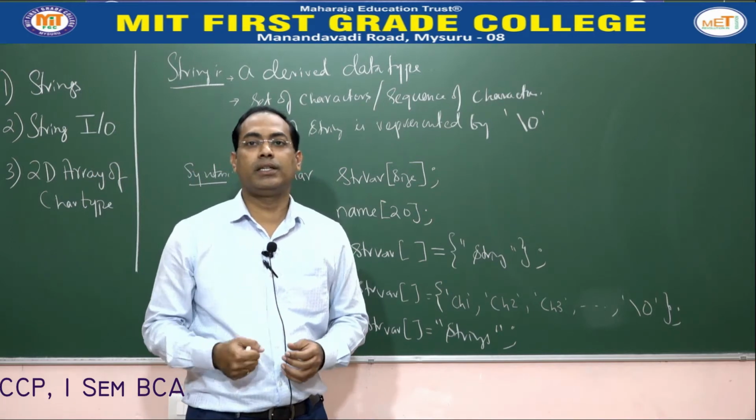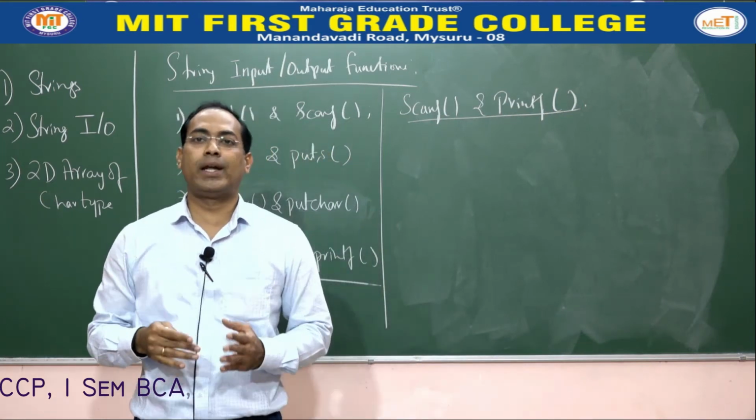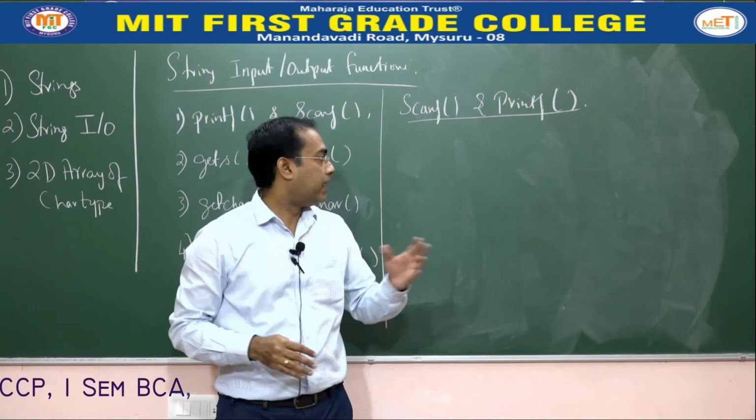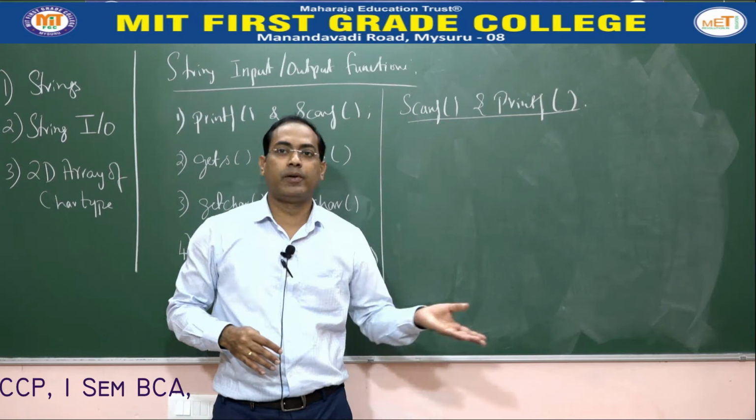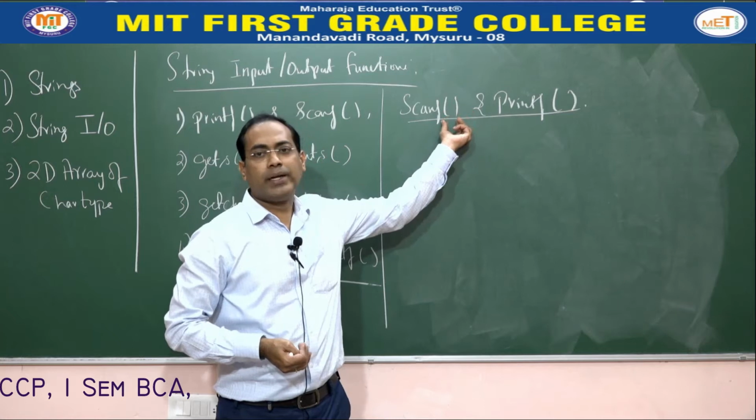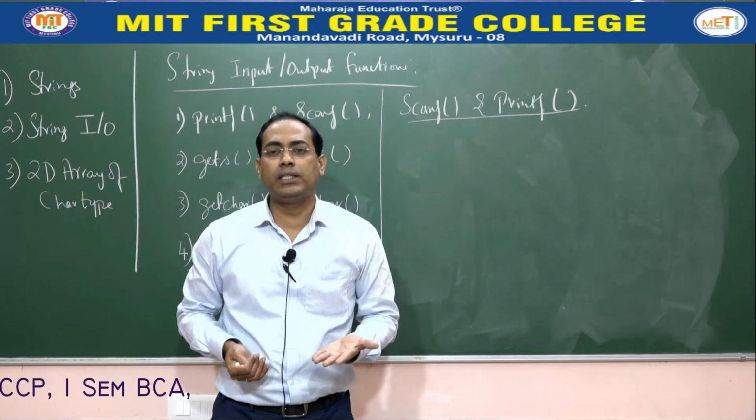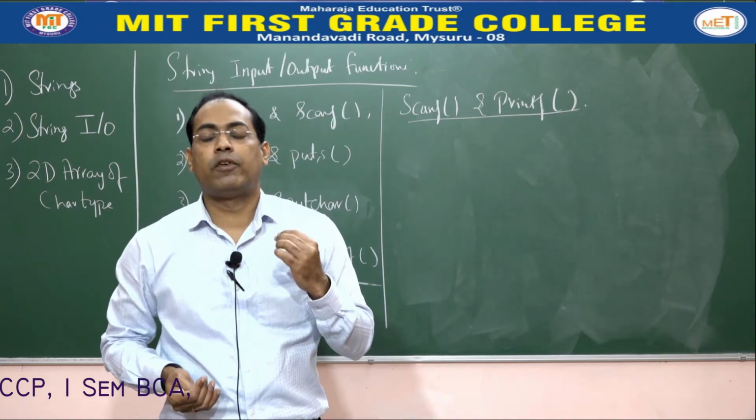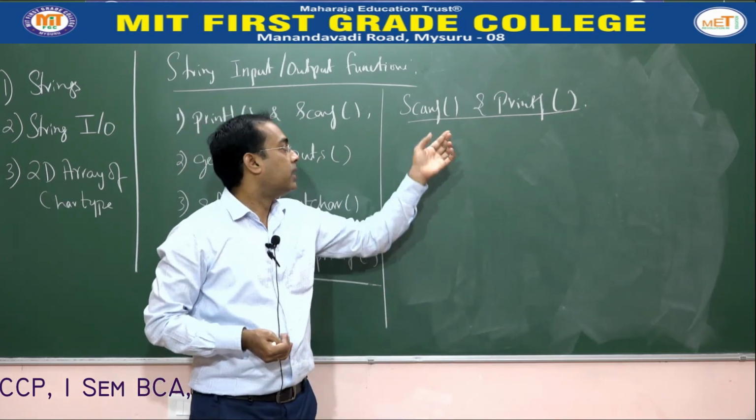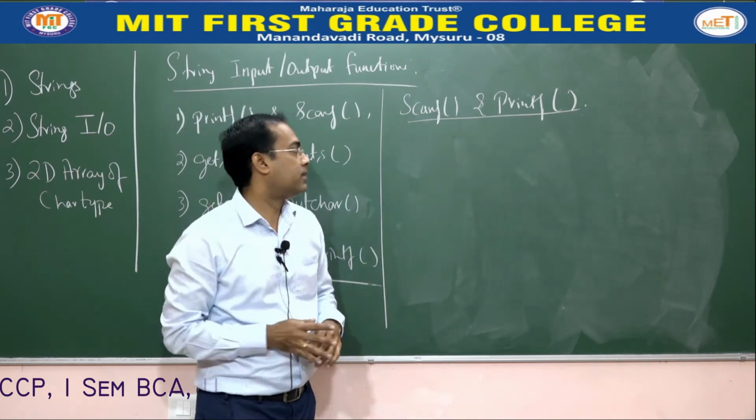Next we will see the string input-output functions. Scanf and printf are used to work with mixed types of data, meaning you can work with any kind of data type. How do you work with different kinds of data type? In the argument, you have to mention the format specifier. For int it is %d, for character it is %c, and for string it is %s. So if you want to work with string, in the format specifier argument you have to mention %s.